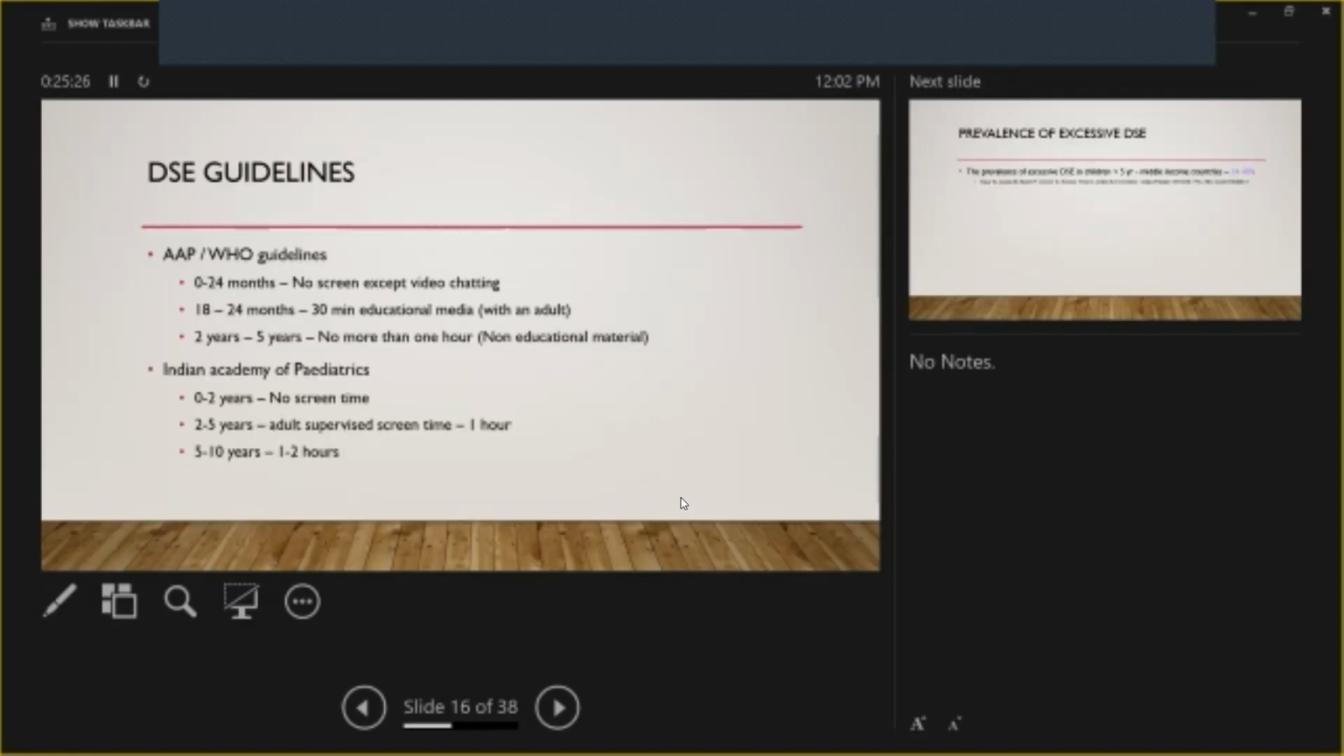Then the Indian Academy, India being near to us, has its own guidelines, similar. 0 to 2 years, no screen. 2 to 5 years, adult supervised 1 hour. 5 to 10 years, 1 to 2 hours, again 30 minutes each. So 30 minutes, a break, another 30 minutes. You can't have a stretch of 1 hour, right?